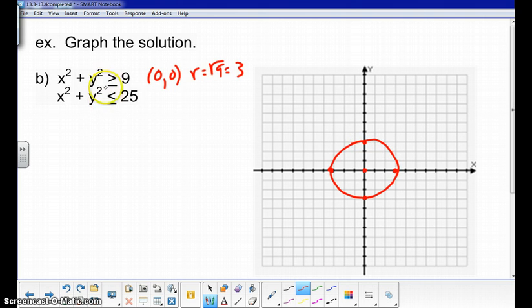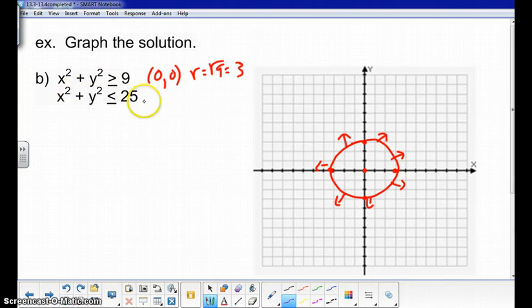Okay, and we want to know when is the circle greater than or equal to 9, and hopefully you realize greater than will be going to the outside. All these values on the outside would be greater. And if you're not 100% sure, you can always test a point. Plug in any ordered pair to see if it's a true statement or a false statement, and you can see which ones are true, which ones are false.